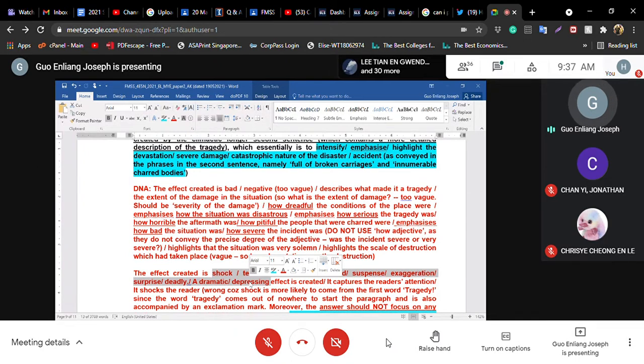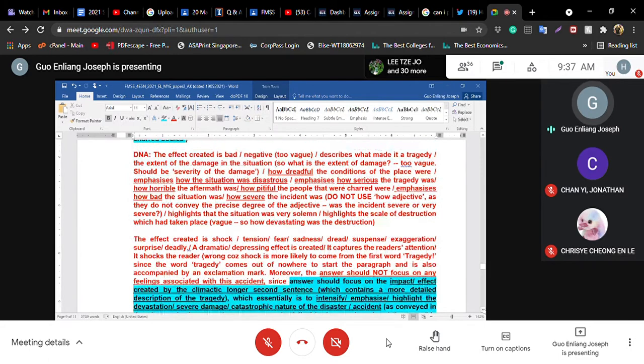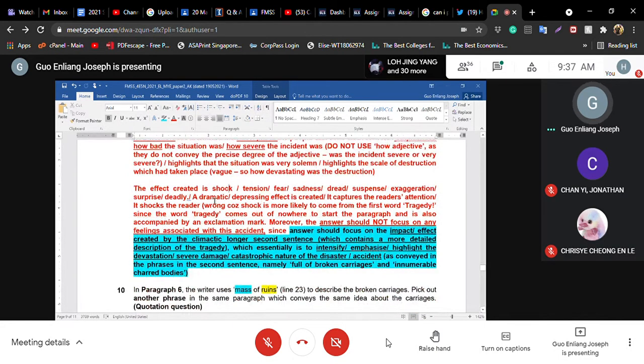So this one shocked the reader because there's danger associated with it. But in this case, there's nothing about the danger itself. You look very carefully, right? Okay, so why is it wrong? Please look at the one that I highlighted. Because the shock is more likely to come from the first word, tragedy, rather than from the second word.